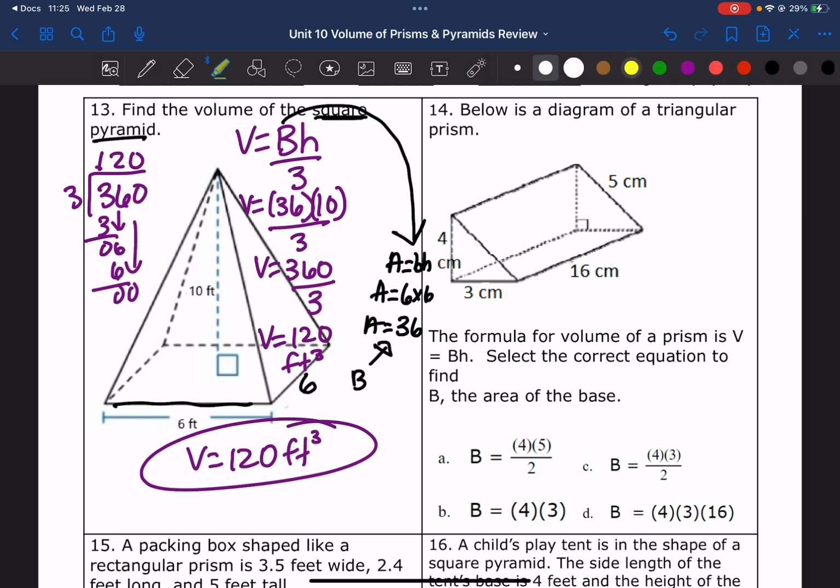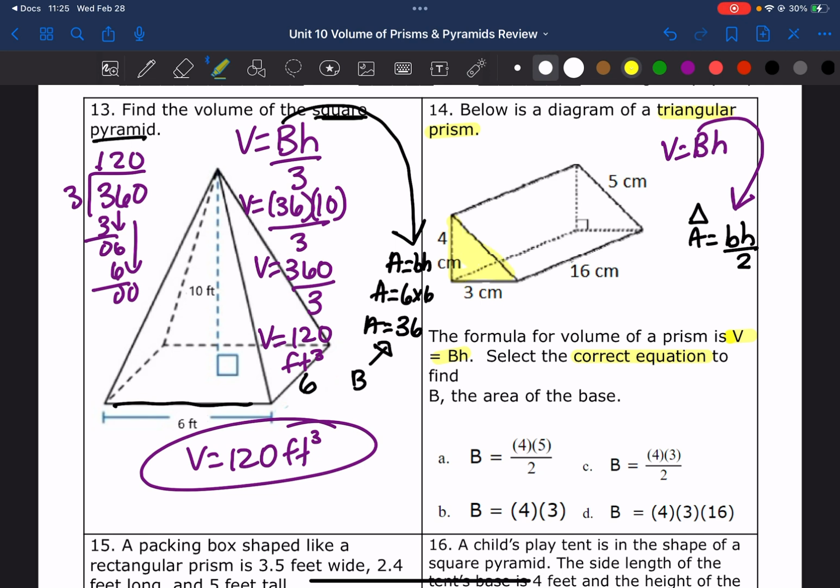All right, let's go to number 14. Now, in number 14, it's showing us a triangular prism, okay? But here it says that the formula for volume is V equals base times height. It's asking you to select the correct equation. It doesn't want you to solve it, just to write the correct equation. So remember, it is V equals base times height. But we need to find the area of the base, and we need to select the correct equation for the area of the base. And that is going to be area equals base times height divided by 2 for a triangle, okay?